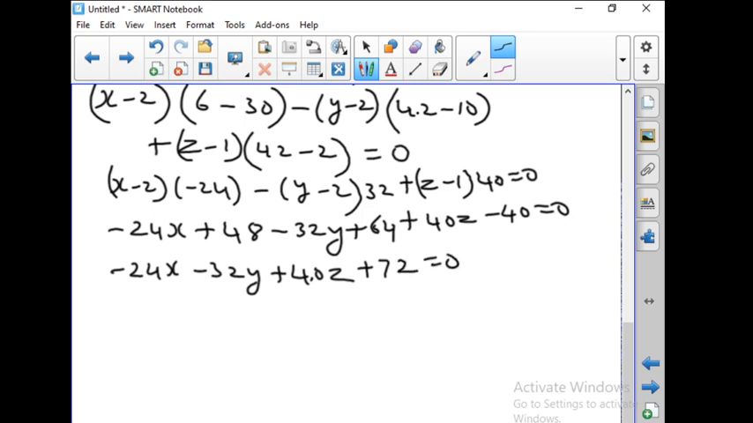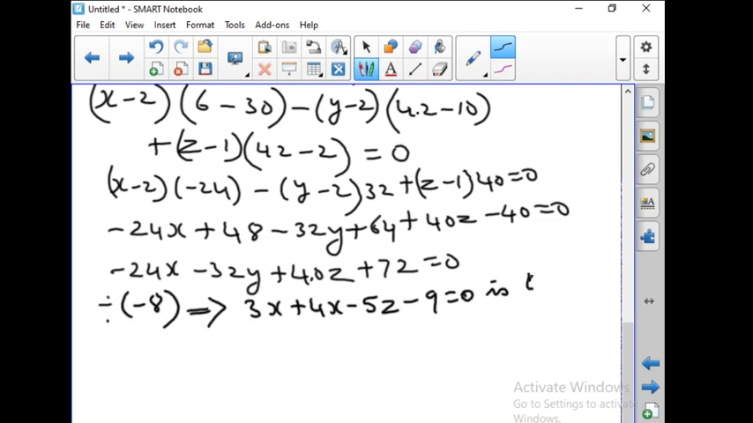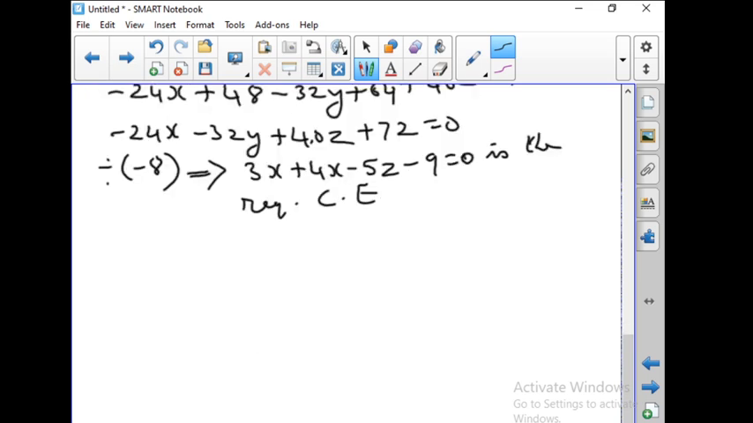So divide throughout by minus 8. Dividing throughout by minus 8, we get 3x plus 4y minus 5z minus 9 equal to 0 is the required Cartesian equation. So, hope all of you can understand this. So, now we will go to question number 3.